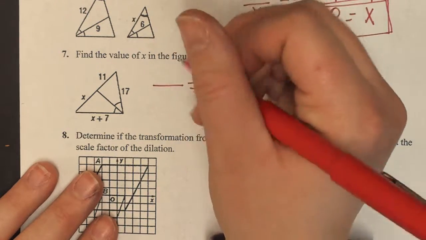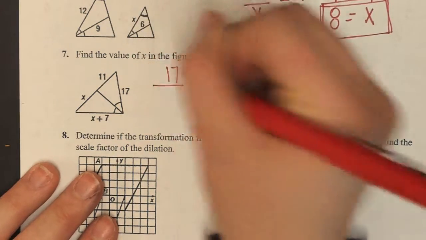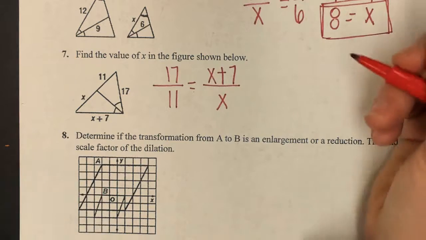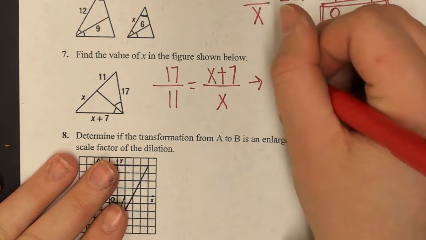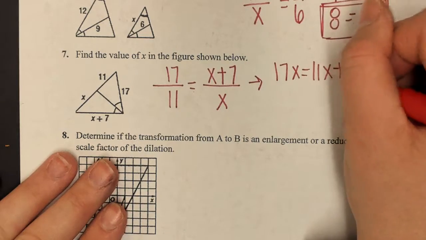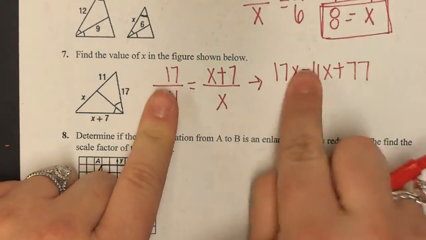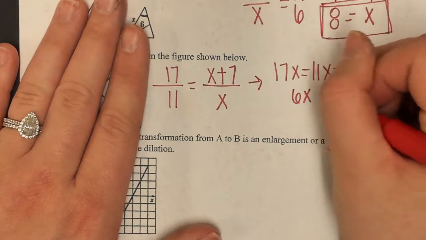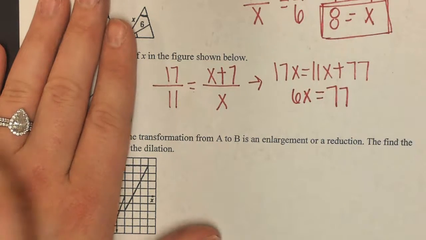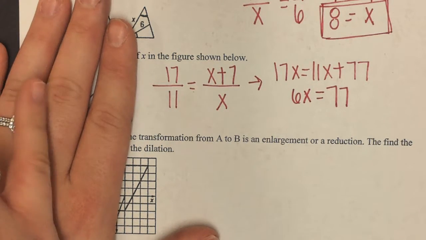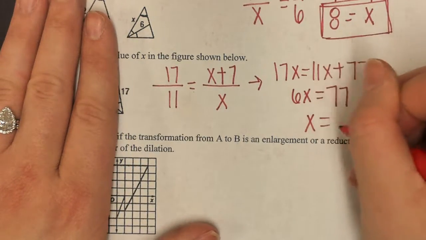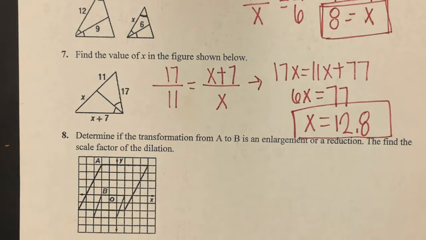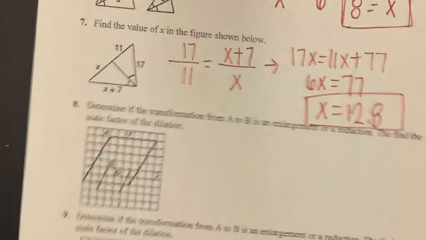So I would start with 17. 17 over 11 is equal to x plus 7 over x. So when you cross multiply, you should get 17x equals 11x plus 77. Even if you set it up differently, you should still get the same thing. Subtract 11x over, so you should get 6x is equal to 77. And 77 divided by 6 is 12.8. We'll stop at that. All right, number 8 is what we did yesterday.